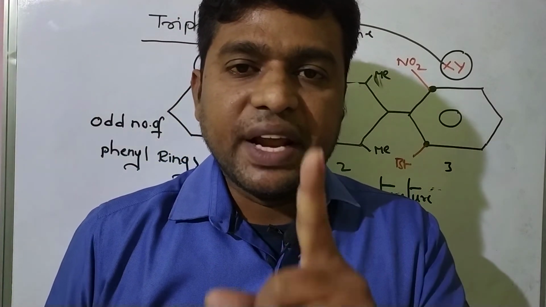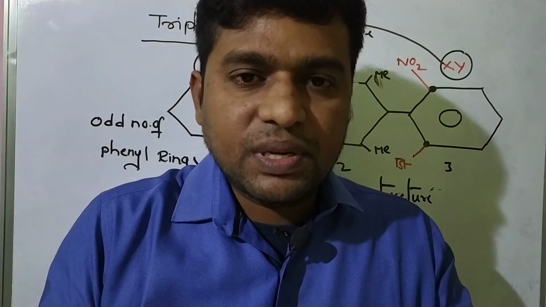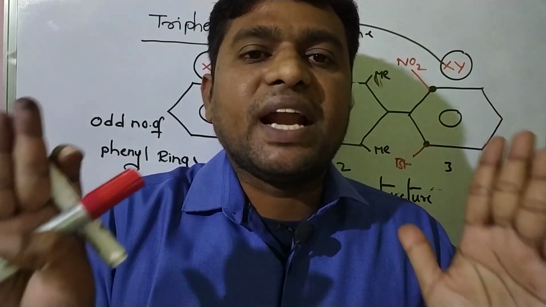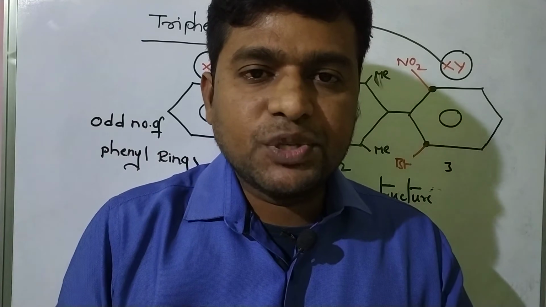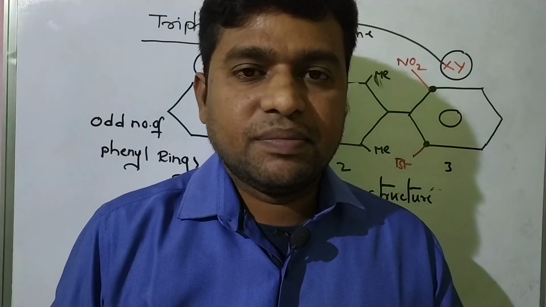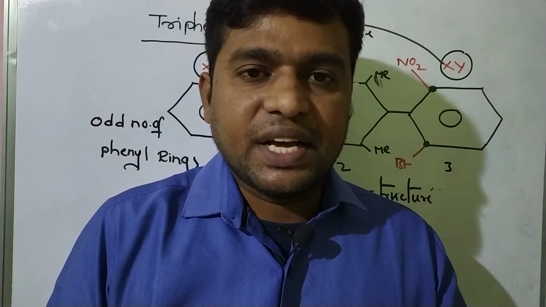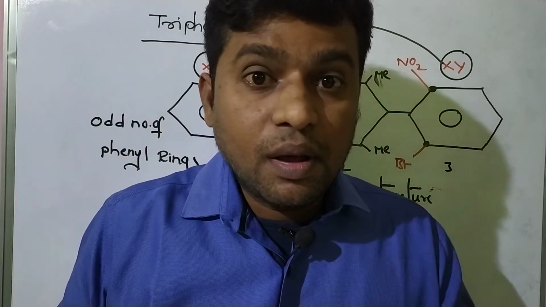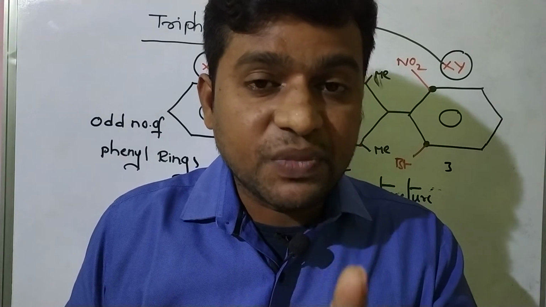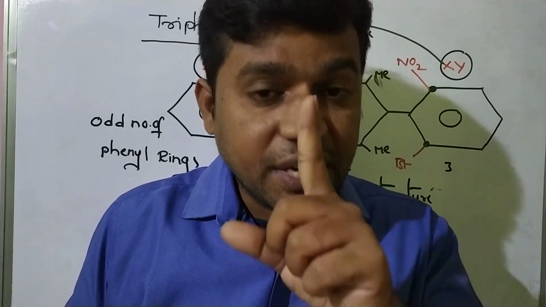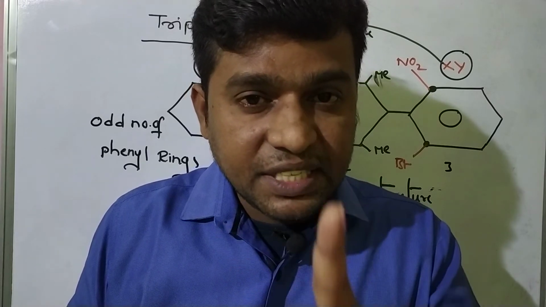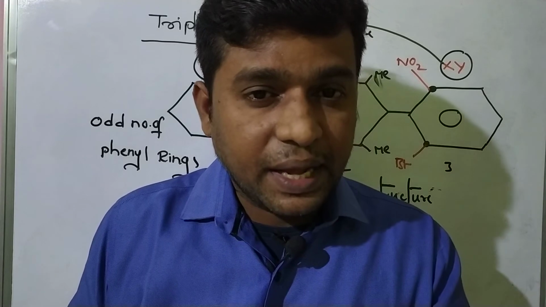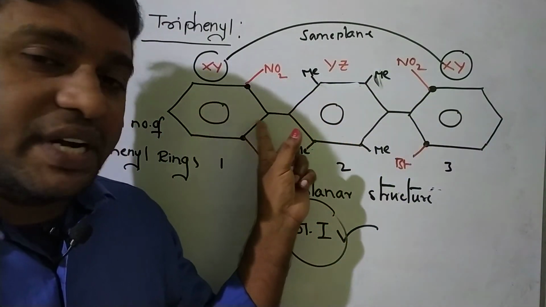Understand, students? Very easy. Biphenyls, ortho substituted biphenyls never show geometrical isomerism. Why? Because of the non-planar structure. In a non-planar structure, the aerial distances must be equal. But for geometrical isomerism, the aerial distance must be different. The aerial distance must be different in the case of planar structure only. Understanding? Now come to triphenyl.